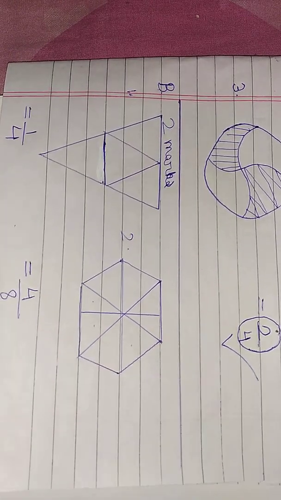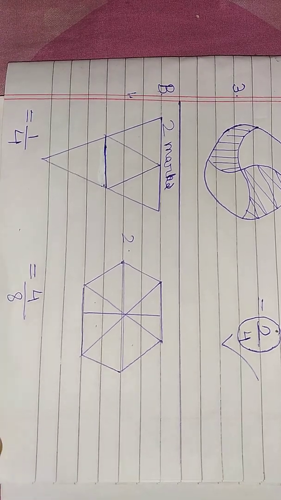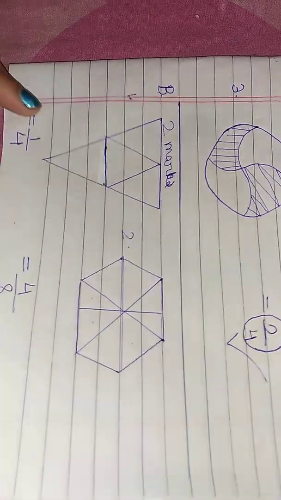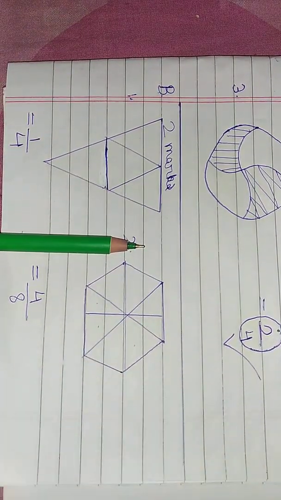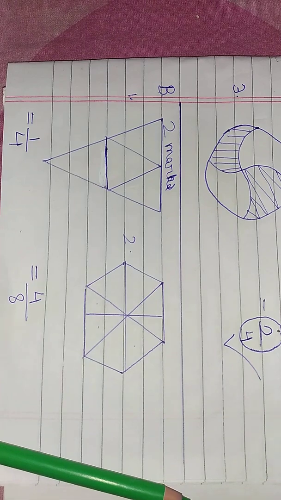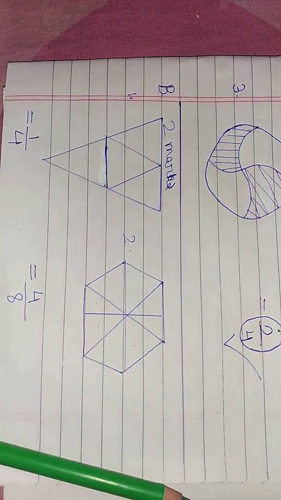1, 2, 3, 4, 5. 5 seconds. Now you all do the answer. I am giving you all 10 seconds for the answer. 1, 2, 3, 4, 5, 6, 7, 8, 9, 10.